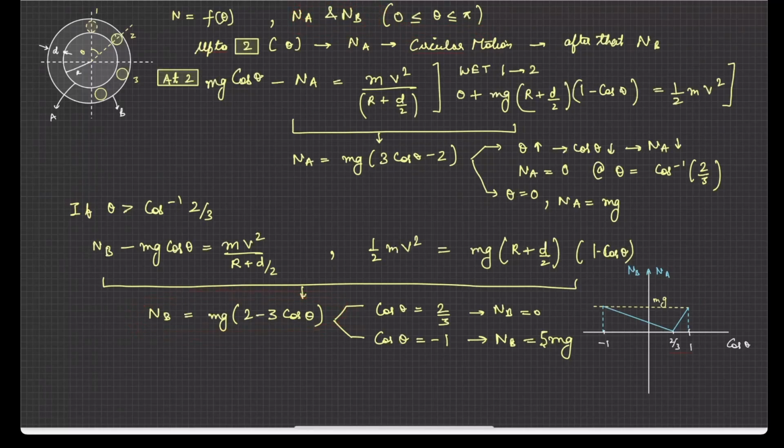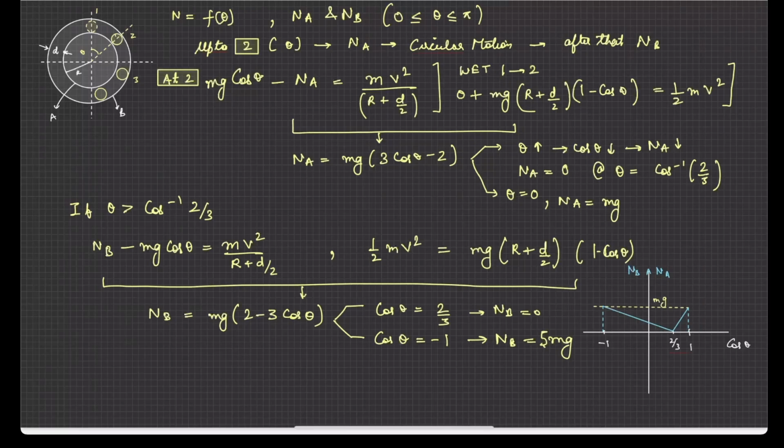that is what we have seen from 0 to pi. So NB here comes to this value. Okay, so these two things we have seen.